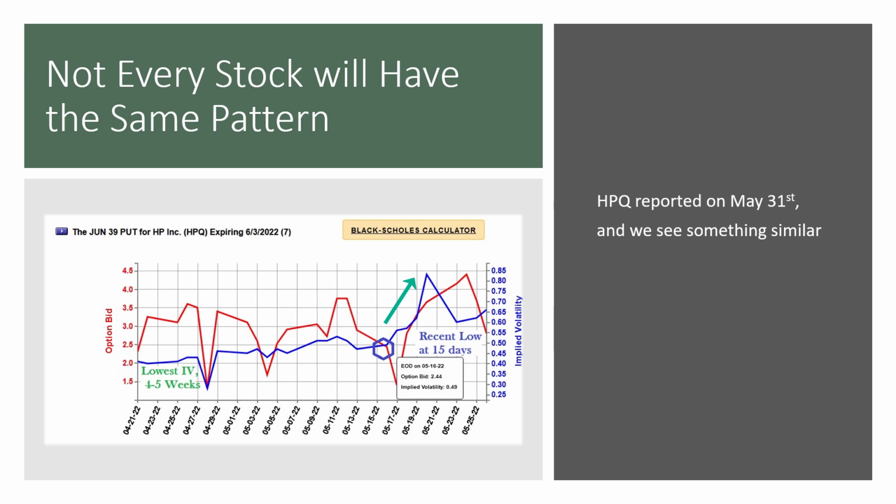Leading up to the earnings, the implied volatility of this option moved up, as did others for HPQ, up to almost 0.85. But then it came back down again to 0.6 and started to move back up starting on the 25th. Again, as we can see, the lowest IV was about 4 to 5 weeks ago when it was down around 0.4, 0.39, somewhere in that range.